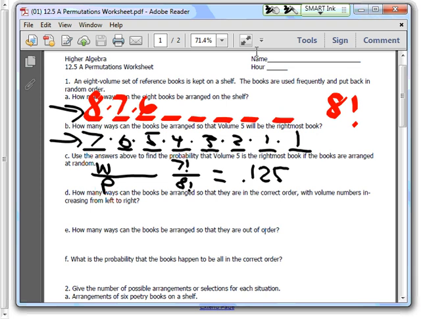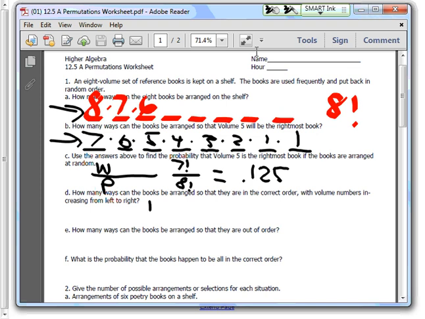All right, part D. How many ways can the books be arranged so that they are in the correct order with volume numbers increasing from left to right? Notice this is not a probability question. It says how many ways can you do this? How many ways can you do that? Only one. Now, if you wanted to prove it, let's not try to prove something that simple.